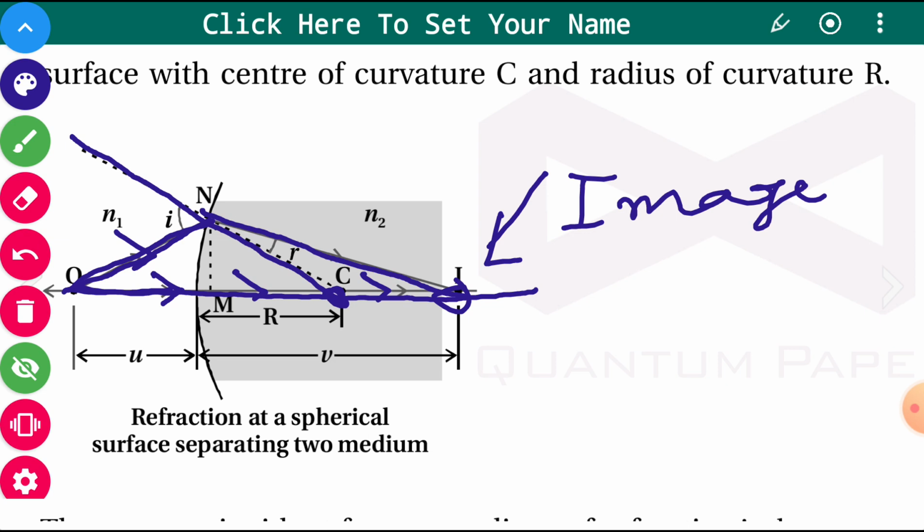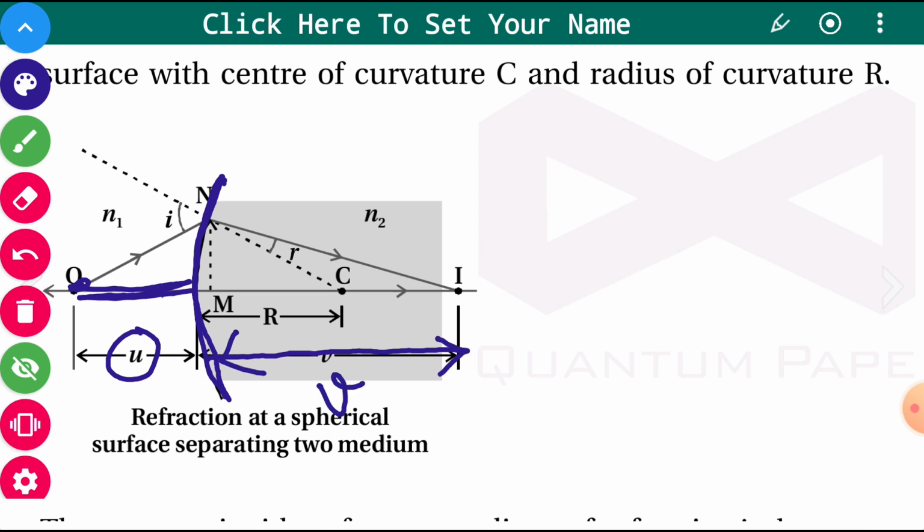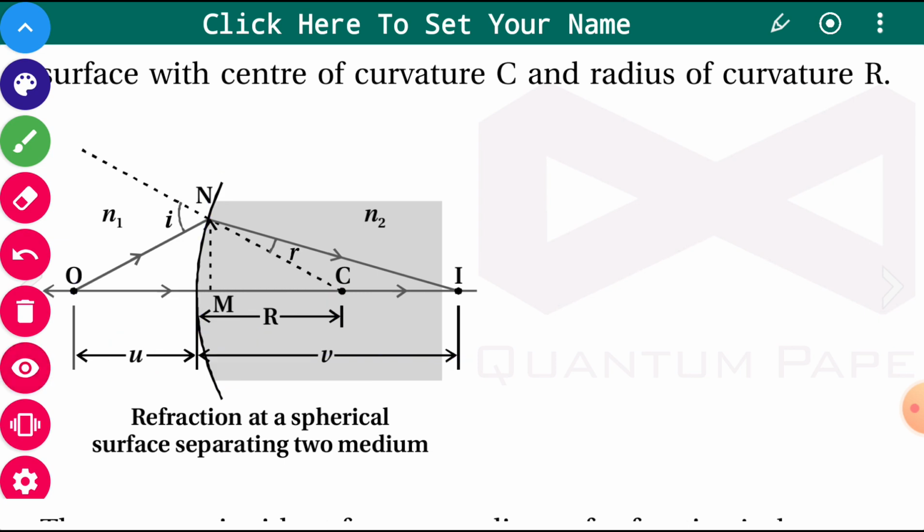Now different distances we consider. The object distance, that is from the spherical surface, this is the spherical surface, the object distance is u. The image distance is v. And the center of curvature, as you know, is situated at distance r, which is nothing but the radius of curvature of the spherical surface. So I have explained all about the figure.